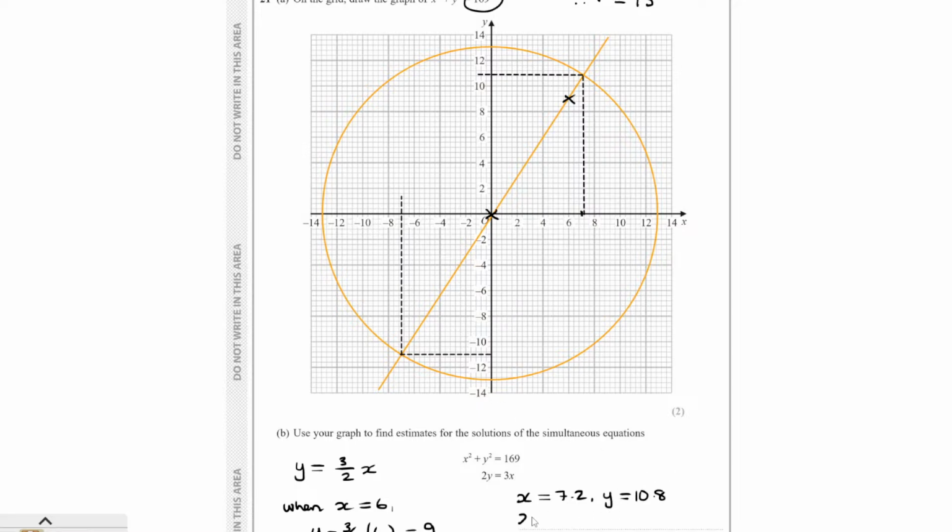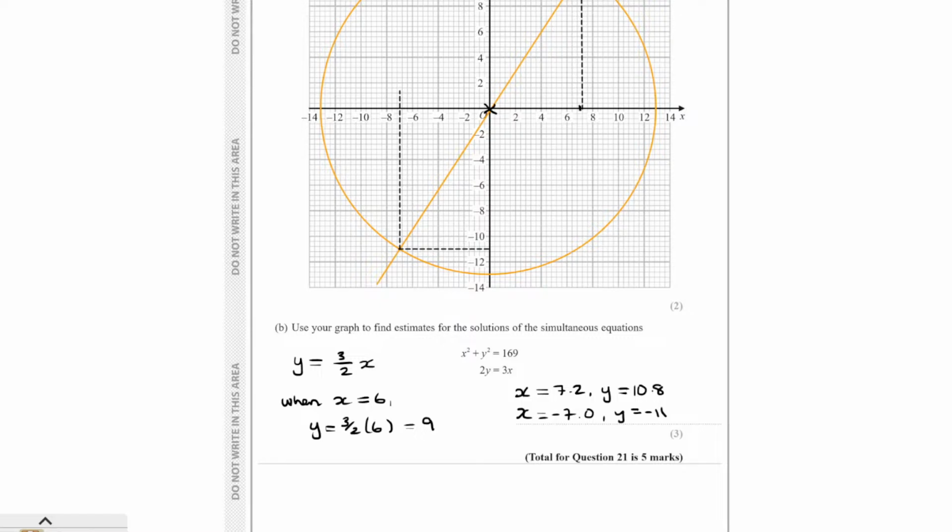But I'm just going to write what I can see, but it should be the same. -7, and then y is, don't forget to put the negative if there's a negative. That looks like -11, which again I think should be -10.8, but anyway. That's what I've got, and that would be it. That's literally 3 marks.